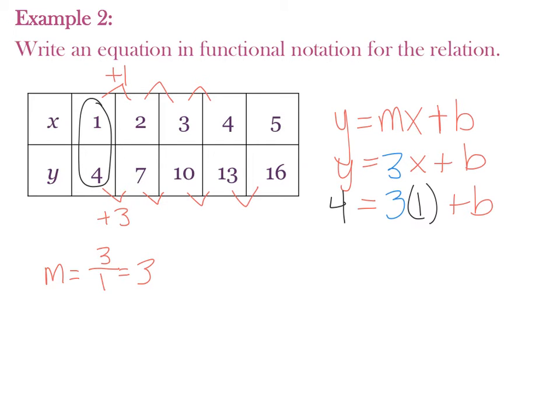So if I do this math, 3 times 1 is 3, so I clearly see that that's not 4. So if I solve for b, I can subtract 3, or you should be able to look at that and say, well, b is going to have to be 1. Which means your y-intercept here is 1.